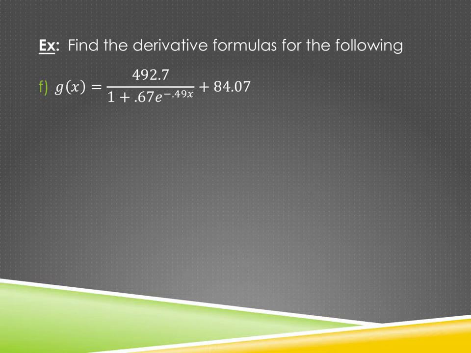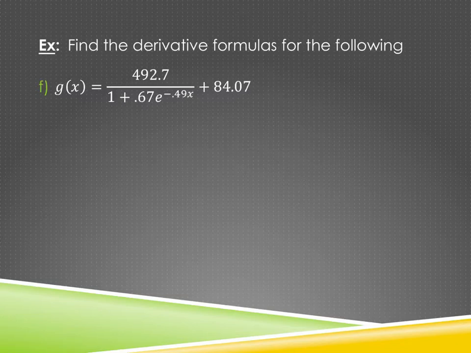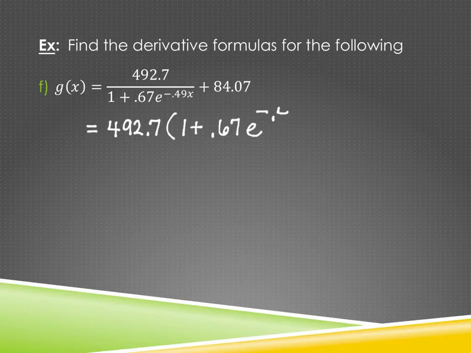Just like on this last one where I moved the denominator up to the numerator, I can do that here as well. It's just a messier problem. So 492.7, because now I have 1 plus 0.67 e to the negative 0.49 x, raised to the negative 1. There's still plus the 8407 on the end.